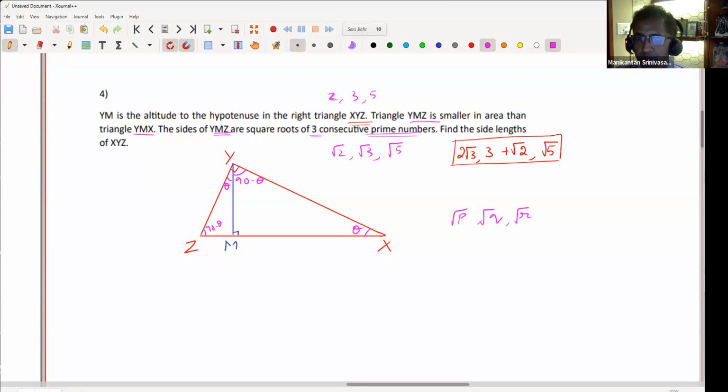Would that not be okay? I don't know, sir. Okay, question for everyone. So he's guessing that the prime numbers are 2, 3, and 5. Okay, Suhani, what do you think? Why can't it be some other 3 prime numbers which are consecutive? P, Q, and R are consecutive prime numbers. Root P, root Q, and root R.